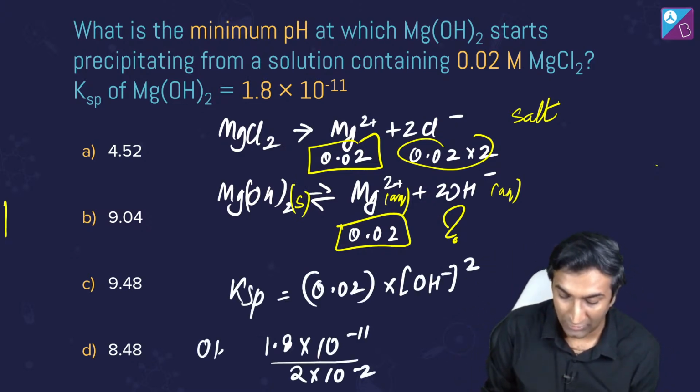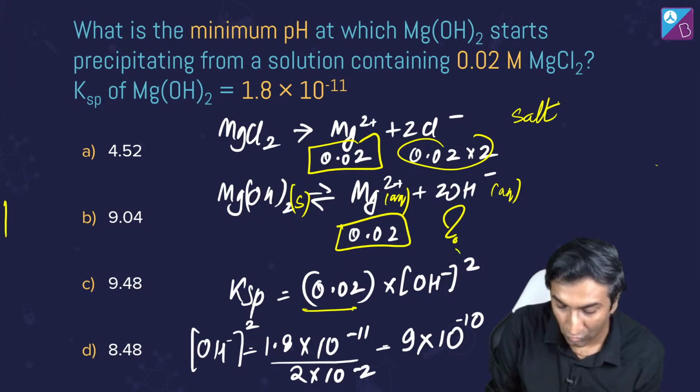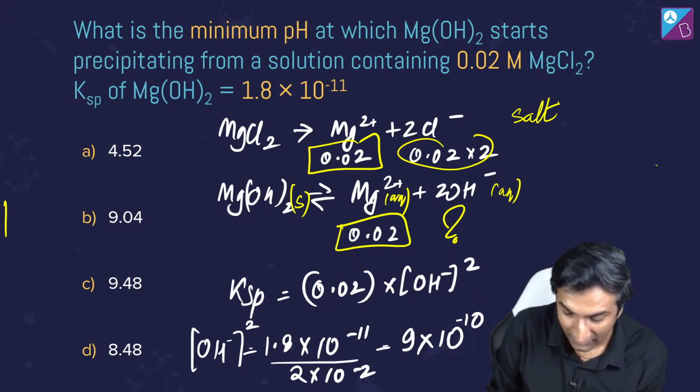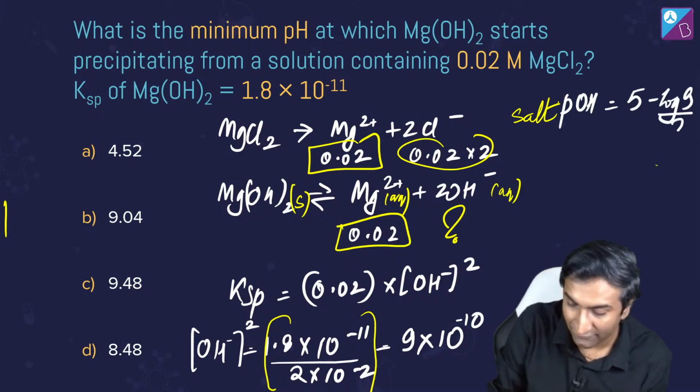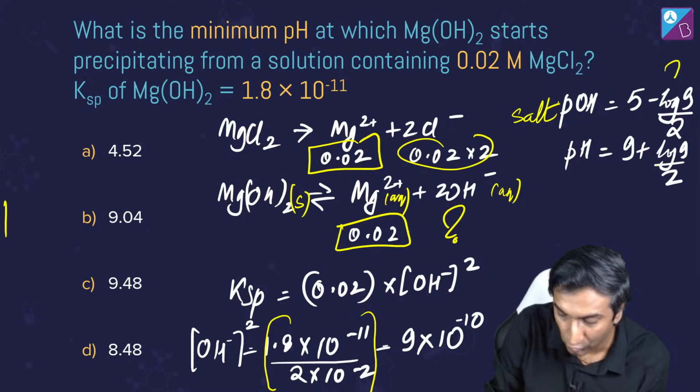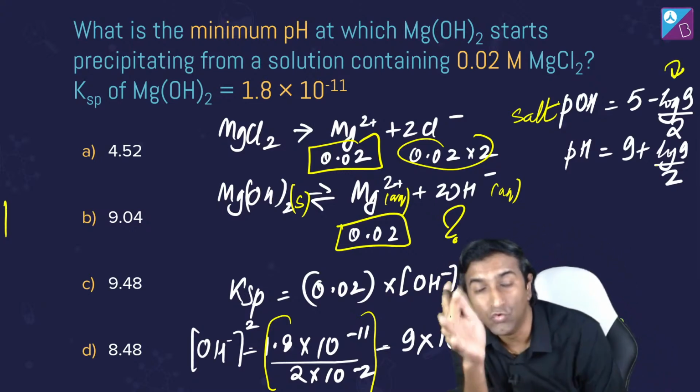KSP is simply going to be equal to 0.02 times OH- ion squared, right? So KSP divided by 2 times 10 power minus 2 will be equal to OH- squared. So from this, you get pOH to be 5 minus log 9 divided by 2. Don't forget the by 2, okay?